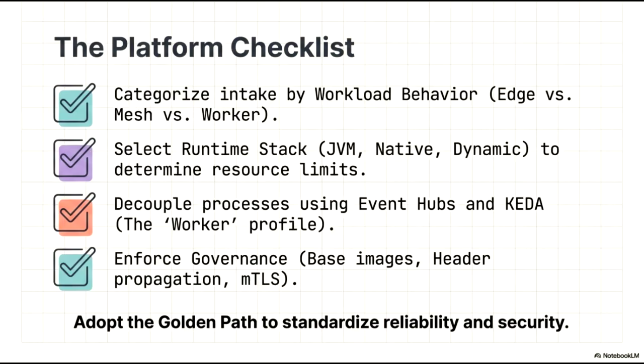For background processing, we focus on decoupling components using event hubs and Kata. This worker profile enables event-driven autoscaling, ensuring that our infrastructure reacts dynamically to message volume rather than just traditional metrics. Finally, we enforce governance by mandating hardened base images, consistent header propagation for observability, and MTLS for secure, authenticated communication between services. By adopting this golden path, we provide a standardized, repeatable framework that bakes reliability and security into the core of every deployment.